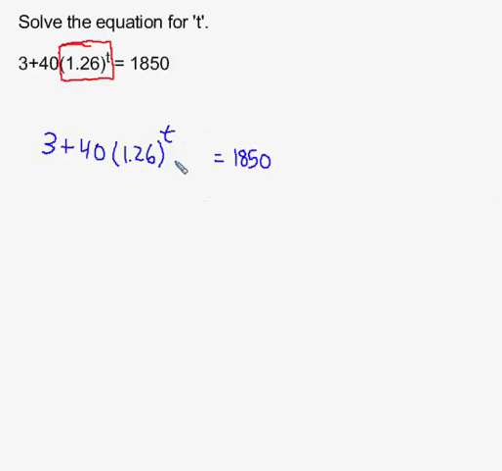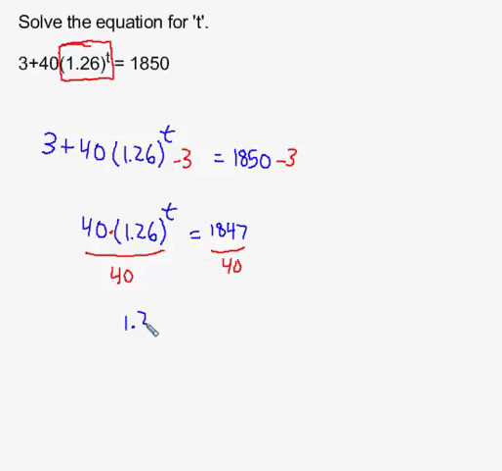I'll start by simply subtracting 3. Because the 40 is being multiplied, I will divide both sides by 40. Since 40 divided by 40 is simply 1, the left-hand side will be simply 1.26 raised to the t. Since I'm trying to avoid any rounding, I'm going to leave the right-hand side as an exact answer. I will not estimate my answer using a calculator until the very end.